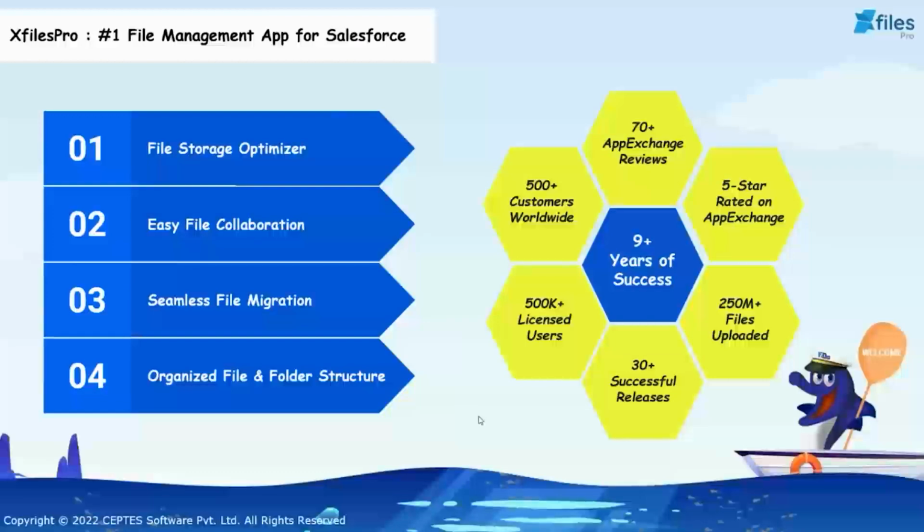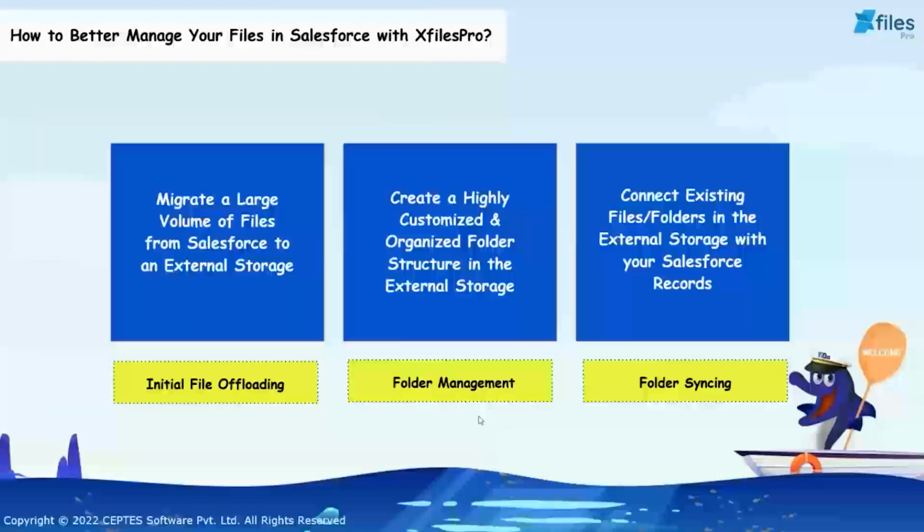You might also be able to see some of the numbers related to Xfiles Pro. Xfiles Pro is a 9-year-old application whose efficiency and features can be validated by 500 plus customers who are using it worldwide. These customers also include some of the best Fortune 500 companies who are working with us. While helping our customers, we were able to archive more than 250 million files while provisioning 500,000 licenses to them and having more than 30 successful releases. So, this is about Xfiles Pro and its features.